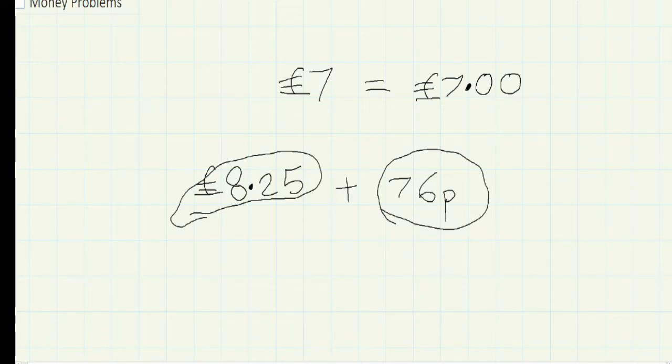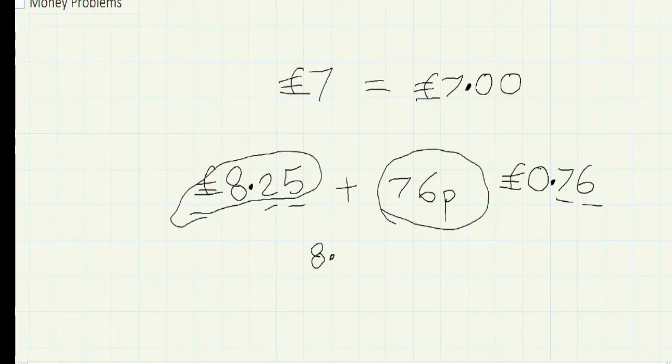So in this 76p, I'm going to change it into pounds. How many pounds have I got? I've got no pounds. It's no pounds and 76p. Does it matter either way? If I, let's say, convert 8.25 into pence? No, you could do that as well. That doesn't matter. So we've got 2 decimal places here because it's money. We've got 2 decimal places over here because it's money. We can add them now.